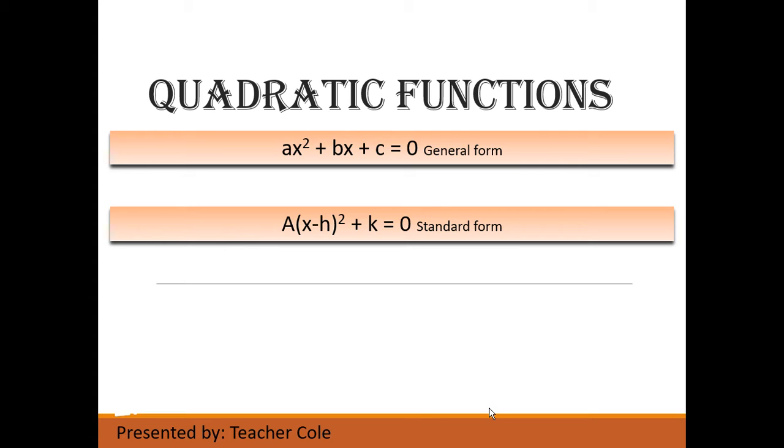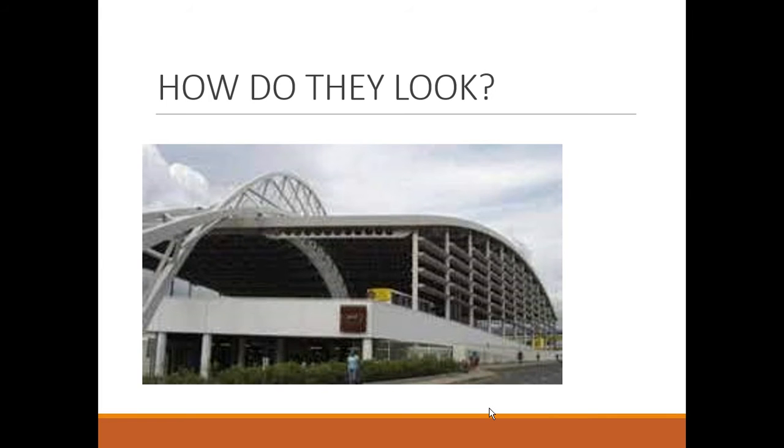And the first form is by using the general form, which says ax squared plus bx plus c is equal to 0. And the standard form, which is a bracket x minus h all squared plus k is equal to 0. And that is the standard form, right? So both forms can be used interchangeably and still satisfy what is a quadratic equation.